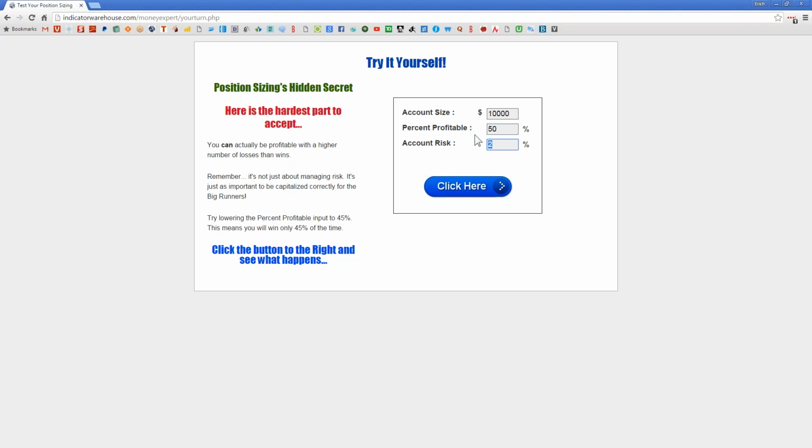So here you are with a 50-50 system, $10,000 account. You're only going to risk 2% though. This is the only part of this trading equation that you have any control over, right? You don't have control over your account size, well, to a degree, but not really. You don't have much control over your win ratio, but your risk, you have total control over your risk.